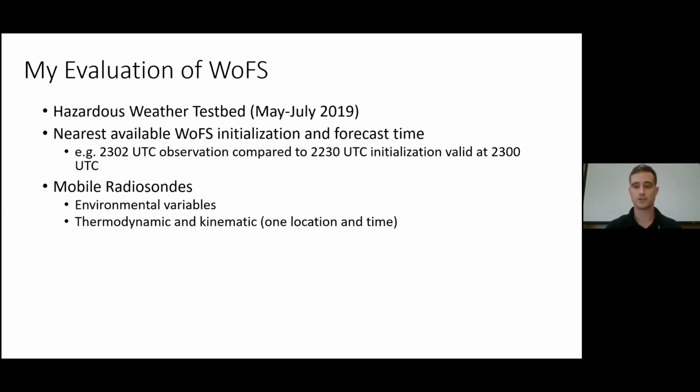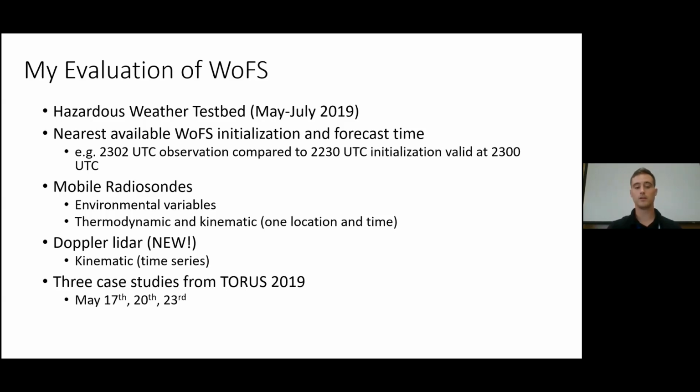The particular observational platforms I'll be looking at is one, mobile radiosondes, and they give us information on environmental variables and thermodynamic and kinematic variables. Now, I put one location at one time here because whenever I'm going to compare the radiosonde observations in WoFS, I'm going to pick a specific forecast time to look at from one grid point. Now, the Doppler Lidar, which as far as I understand is a relatively new observational platform for evaluation of a model like this, provides a time series of kinematic variables, wind speed and direction, which the time series aspect is the really cool part about that. We can see how WoFS does there. I'll be looking at 3 case studies from TORUS 2019, May 17th, 20th, and the 23rd.